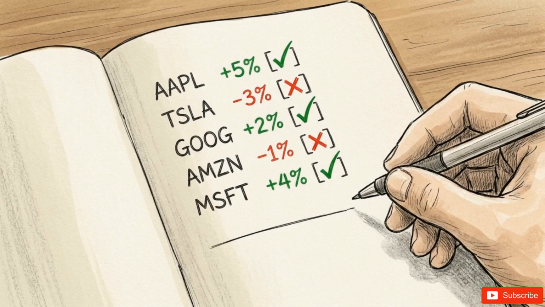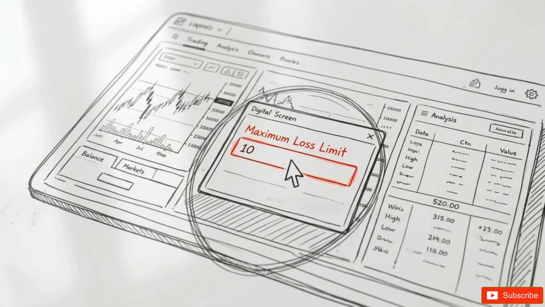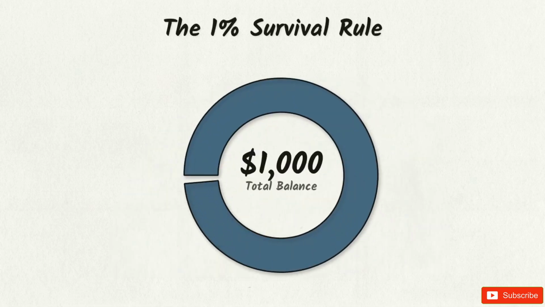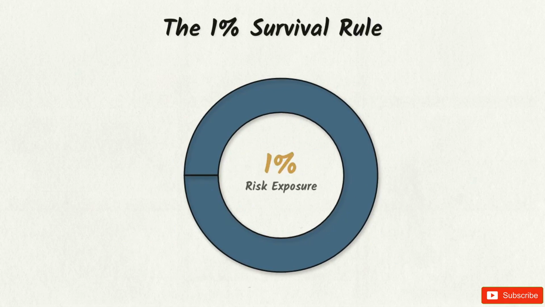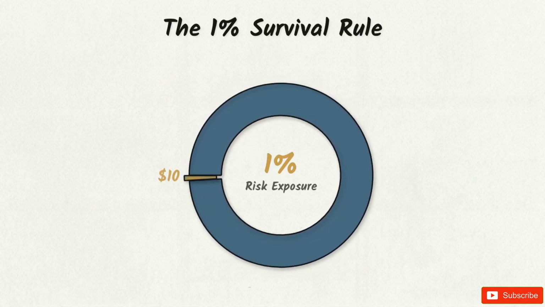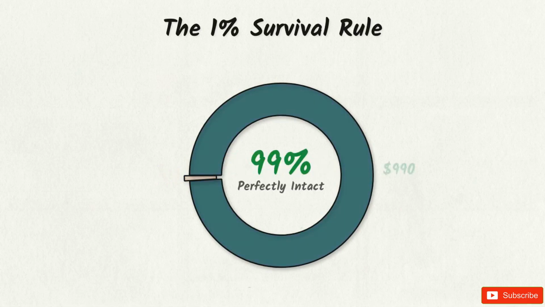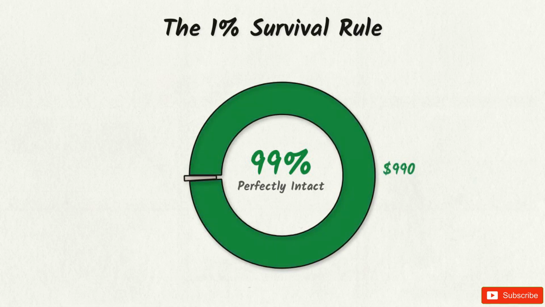Because no one can predict the future, long-term success isn't about being right all the time. It is about surviving your inevitable mistakes through strict risk management. This diagram shows the first rule of survival, the 1% rule. If you have a total account balance of $1,000, you limit your exposure to just $10 on any single decision. By risking such a tiny fraction, even if a trade fails, 99% of your account is still perfectly intact, so you can try again tomorrow.